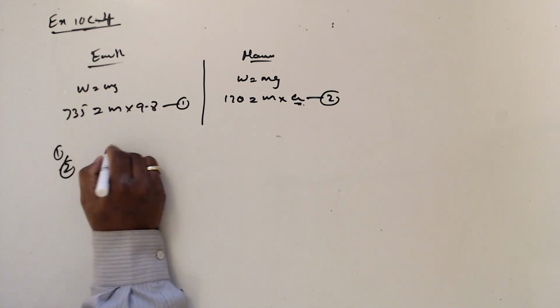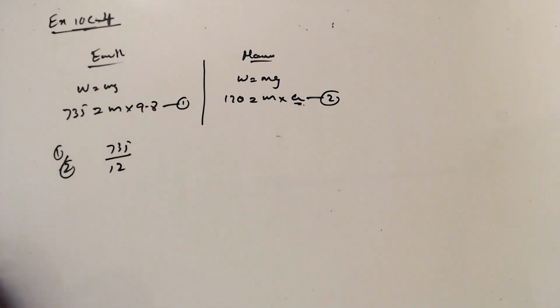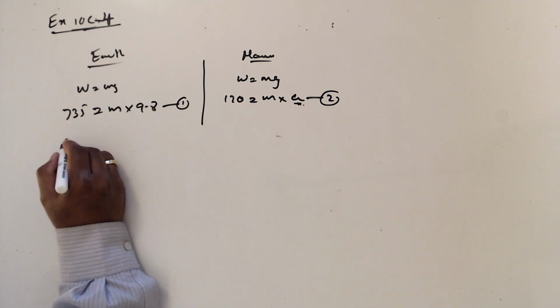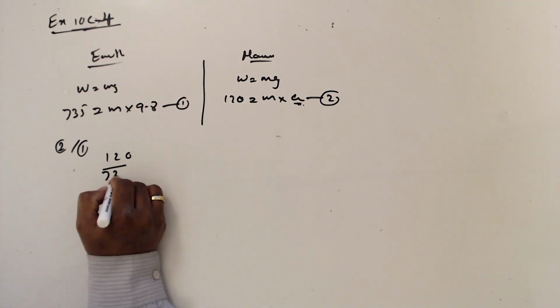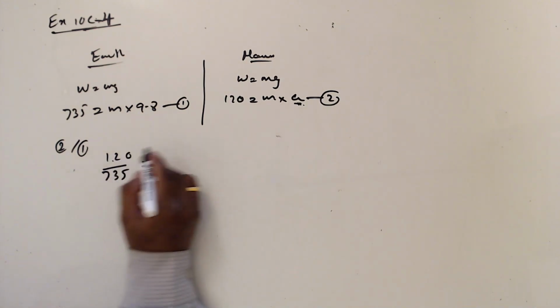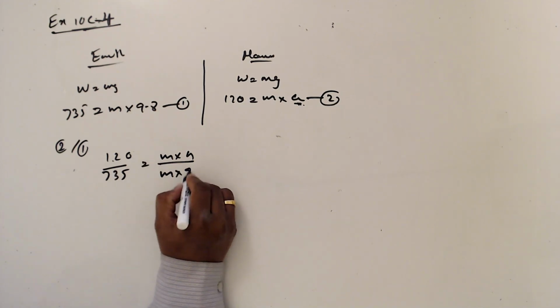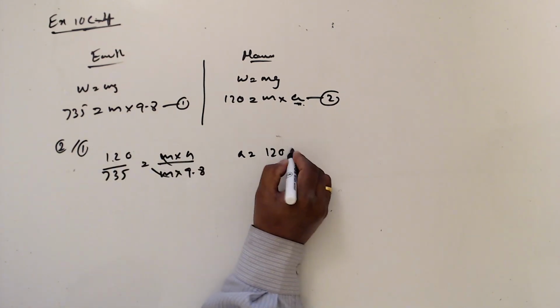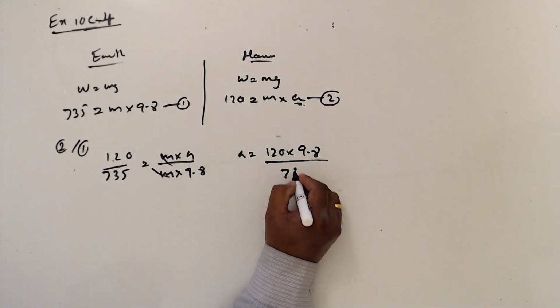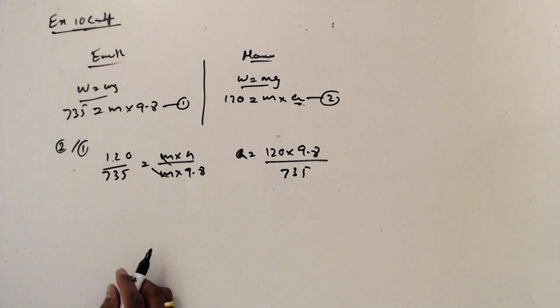Actually we will divide 2 by 1, because 120 over 735 equal m times a over m times 9.8. m to m cancel out. a equal 120 times 9.8 over 735. So we put the same equation to moon and the earth.